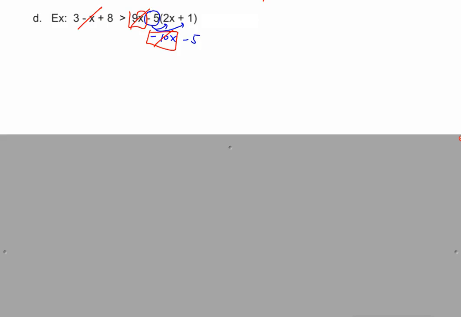Okay, so I got an 11 on the left, and I got a negative 5 on the right, and the inequality symbol is greater than. So this one is true. So the solution is all the real numbers, right?